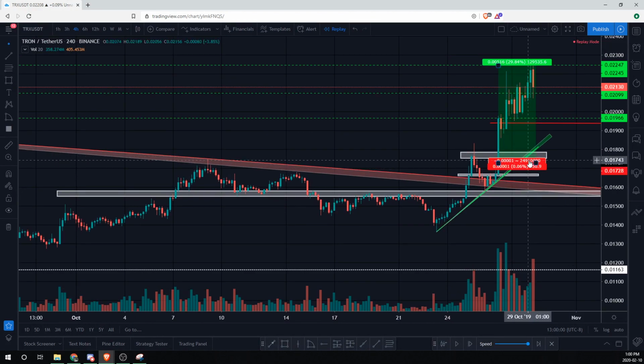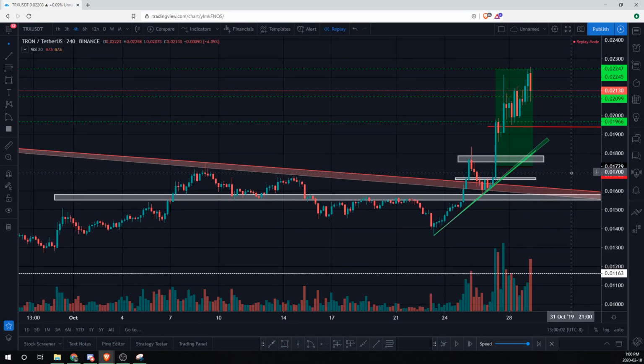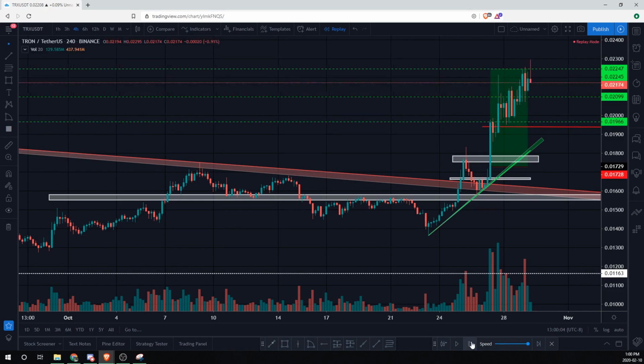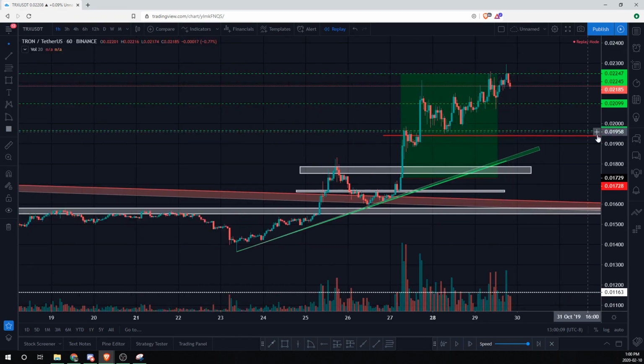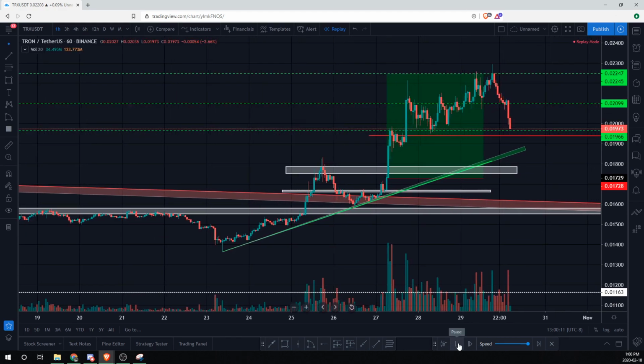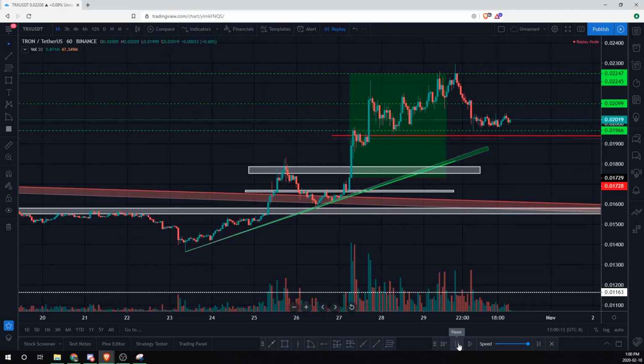So I hope you enjoyed this paper trading. Let's just see what the price action did afterwards, just looking at it on the 1 hour time frame. Let's see what it did afterwards.